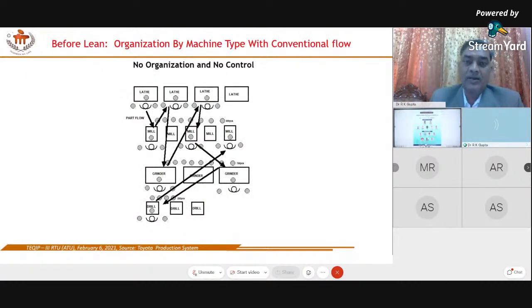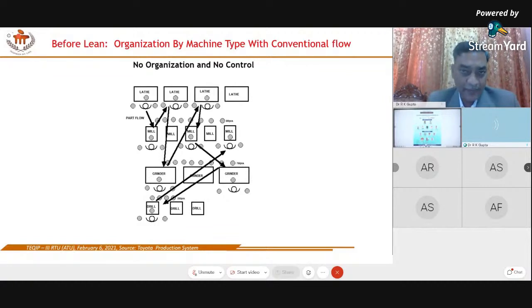Before lean, this is an example of a manufacturing organization using the conventional flow. There is no proper setup, no proper control on the shop floor. A number of lathe machines are used by the organization, then the milling machines, then the grinder, and then the drilling. The product starts from one of the lathes, and then different operations are performed on the raw material, like turning, facing, chamfering, grinding, milling, keyway. Some products don't require any milling or grinding operation, so they go directly to the grinding, the milling, or the drilling operation, skipping one machine or another.